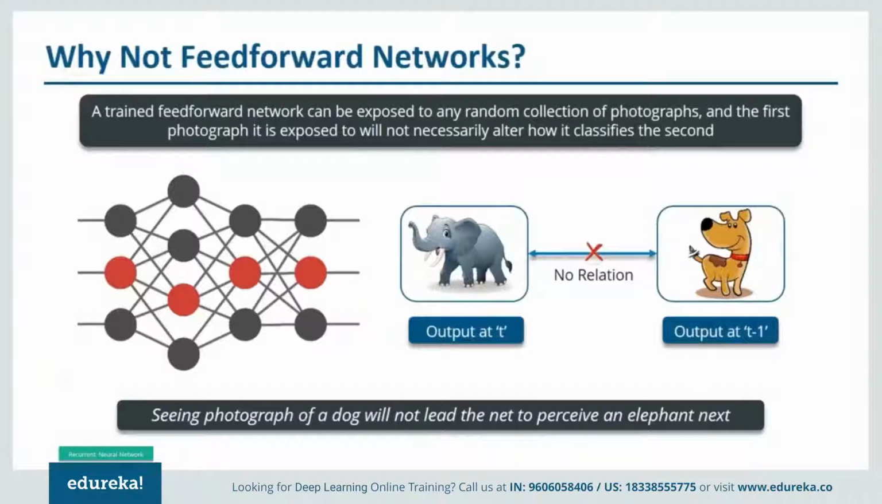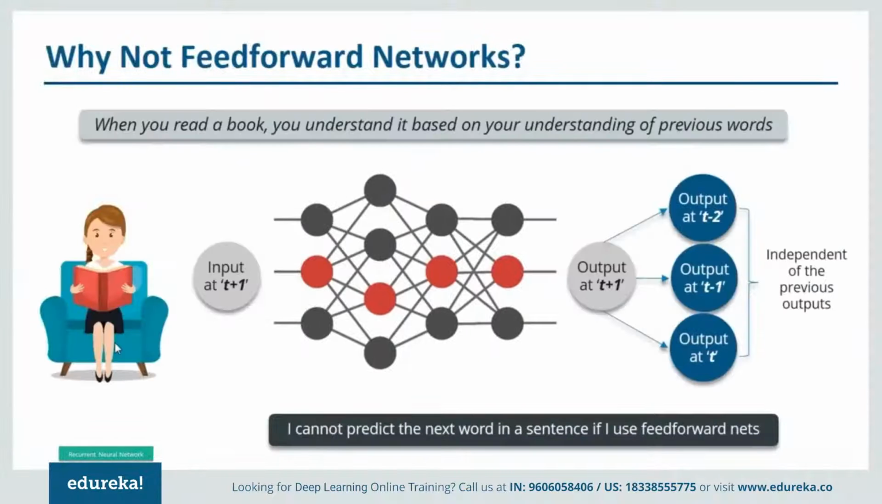Now there are a few scenarios where we actually need the previous output to get the new output. Let us discuss one such scenario. Now what happens when you read a book? You'll understand that book only on the basis of your understanding of the previous words. So if I use a feed-forward network and try to predict the next word in a sentence, I can't do that. Why can't I do that? Because my output will actually depend on the previous outputs. But in the feed-forward network, my new output is independent of the previous outputs. That is, output at t plus 1 has no relation with output at t minus 2, t minus 1 and at t. So basically, we cannot use feed-forward networks for predicting the next word in a sentence.